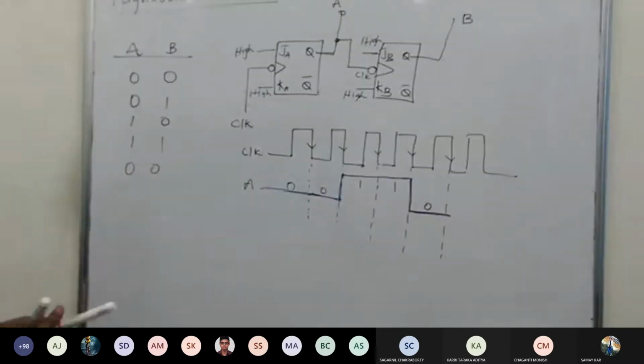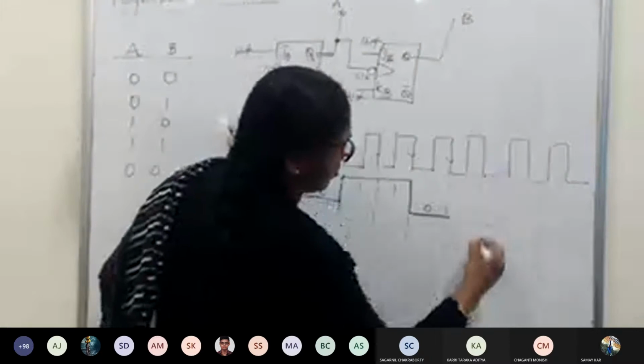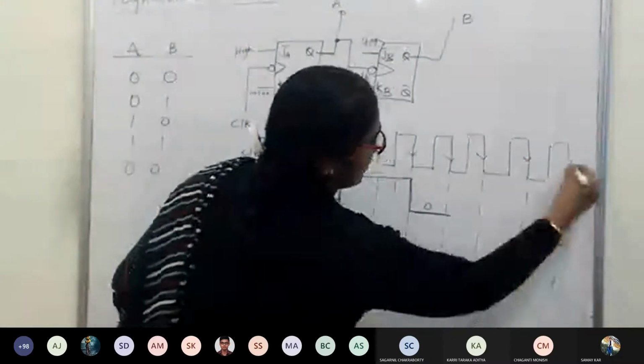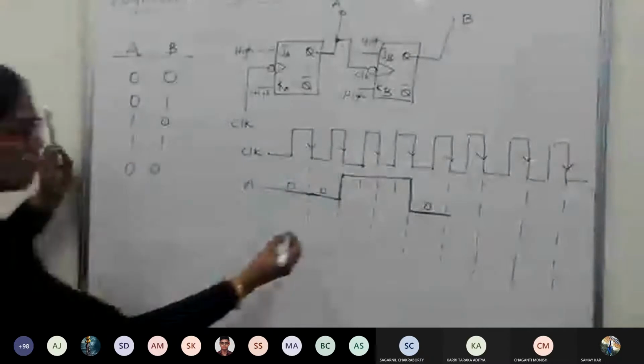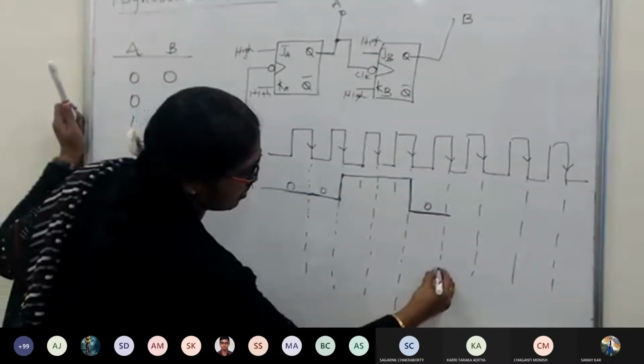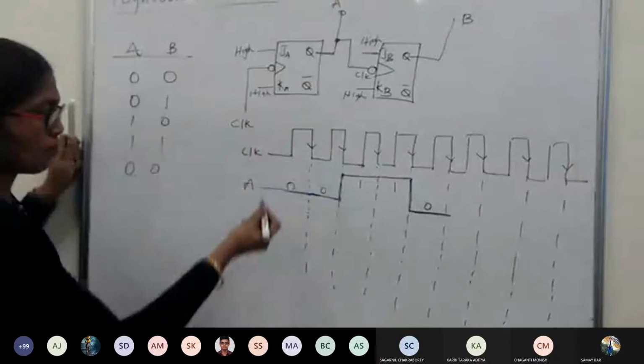Now what B does, B will work when A changes its transition, right? Clearly understand. So for that, I will be extending this, right? So that it continues to be a pulse train. Okay, so now B is done. So B will be following A. It has no link with the clock.